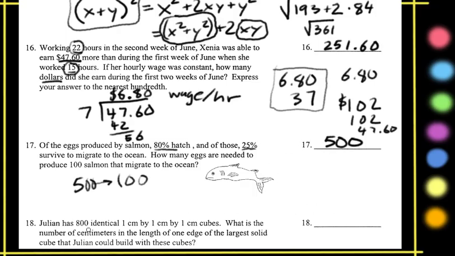Okay, Julian has 800 identical 1 centimeter by 1 centimeter by 1 centimeter cubes. What is the number of centimeters in the length of one edge of the largest solid cube that Julian could build with these cubes? So basically we're trying to find the largest cube that's smaller than 800, right?